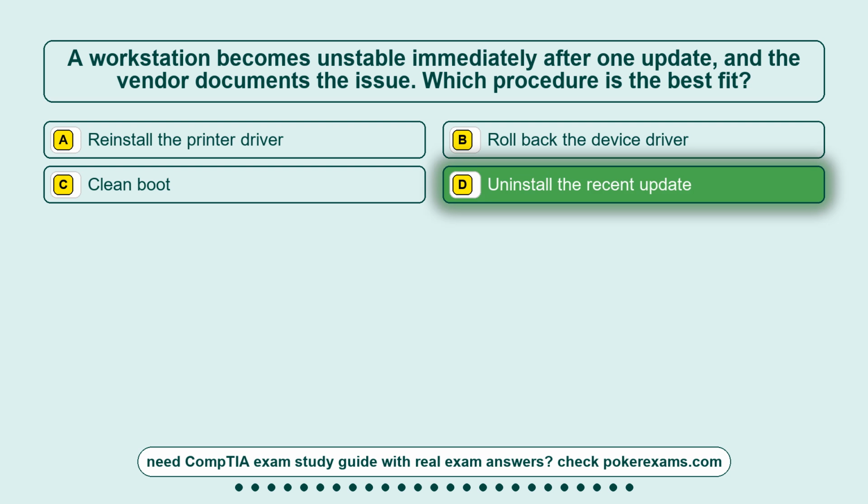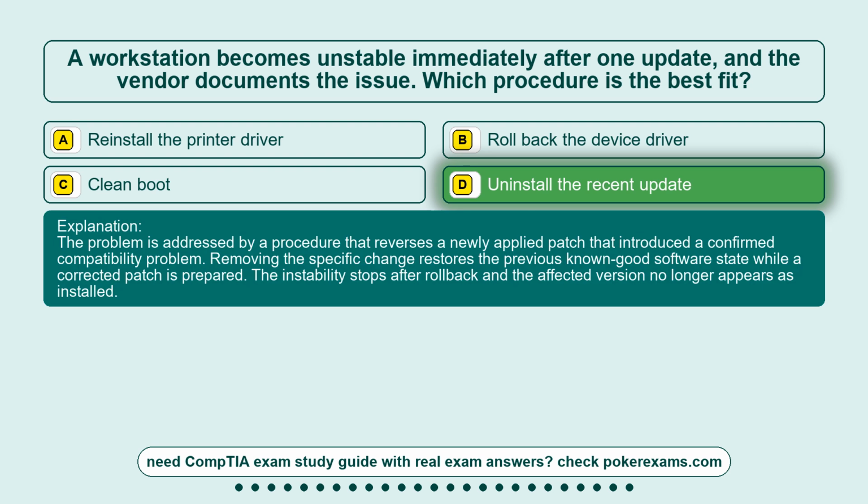Uninstall the recent update. The problem is addressed by a procedure that reverses a newly applied patch that introduced a confirmed compatibility problem. Removing the specific change restores the previous known-good software state while a corrected patch is prepared. The instability stops after rollback and the affected version no longer appears as installed.